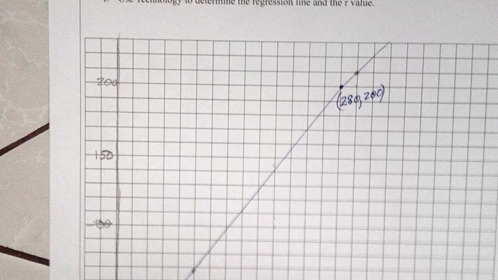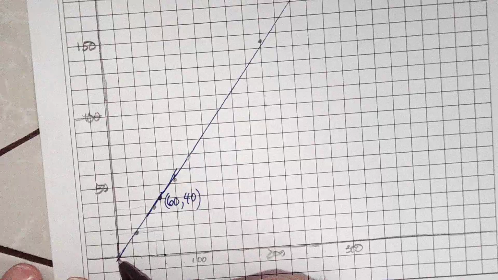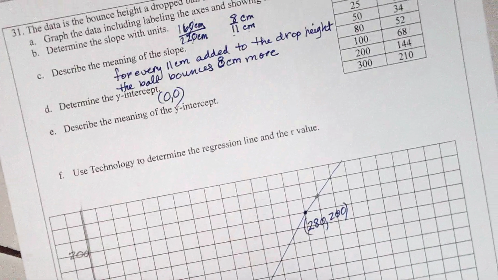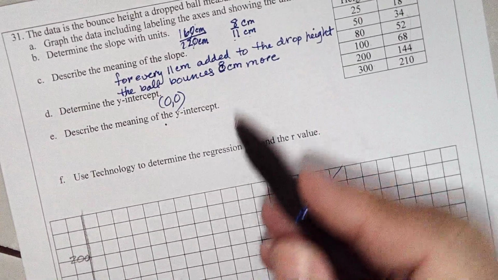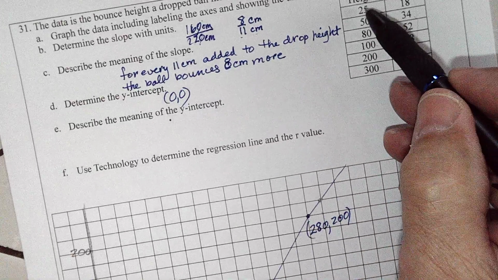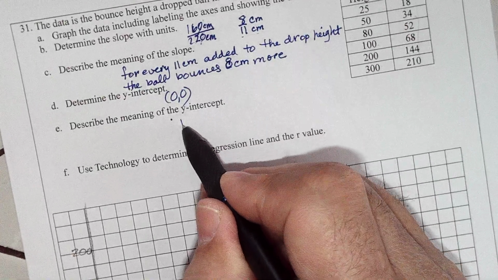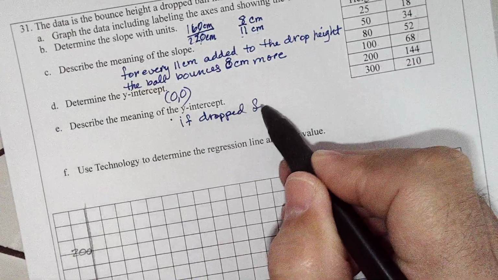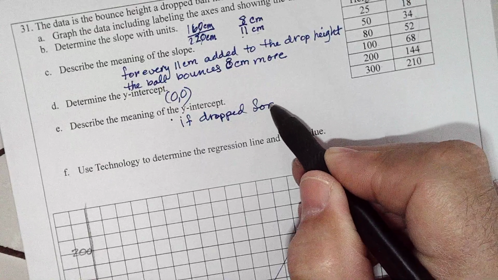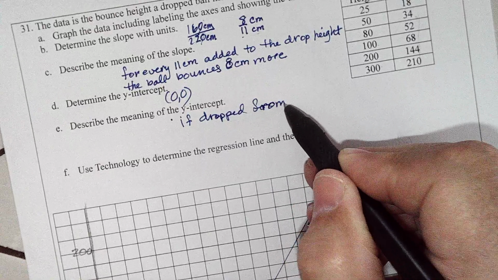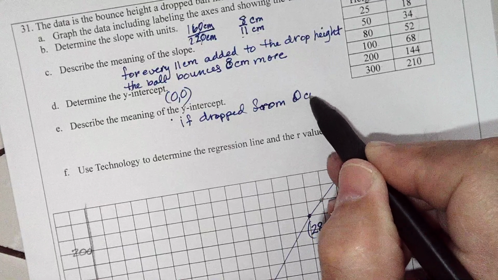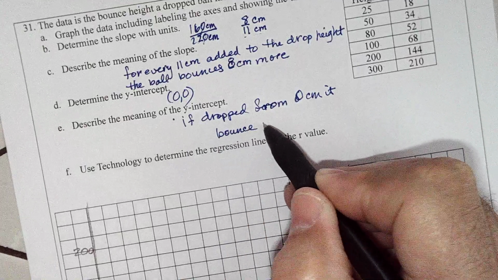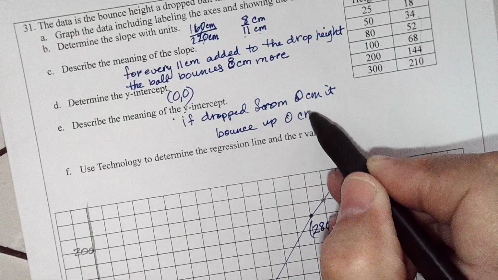What's the y-intercept? Well, my y-intercept looks like it's 0, 0. And so it means, well, in this case, it would make sense if this is the actual drop height. If dropped from 0 centimeters, it bounces up 0 centimeters.